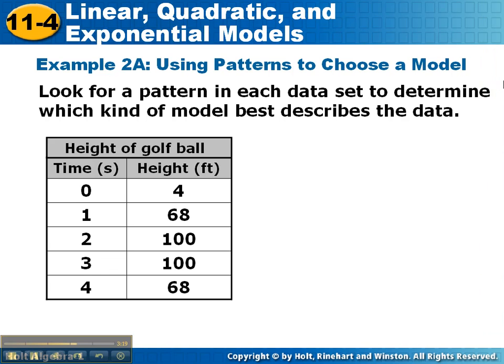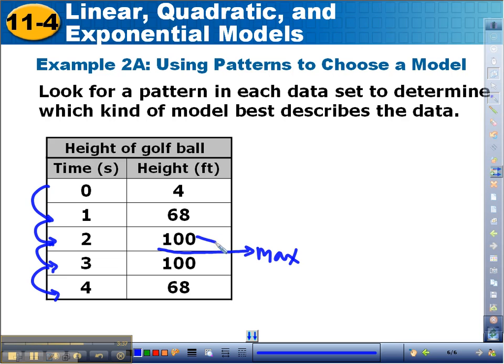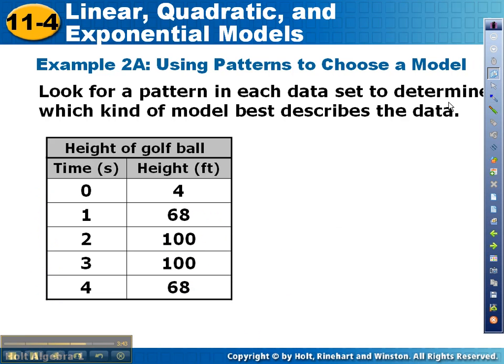Right here I see a constant change in my x's. They're increasing by 1 each time. Look at this pattern here. It goes from 4 to 68 to 100 to 100 to 68. It looks like right in here I've got a maximum. I see symmetry across that maximum. We definitely have a parabola here, and this is a quadratic model.